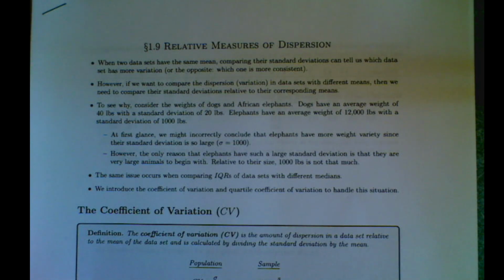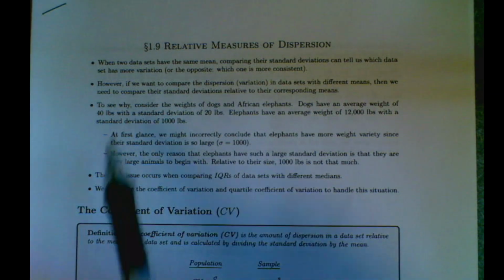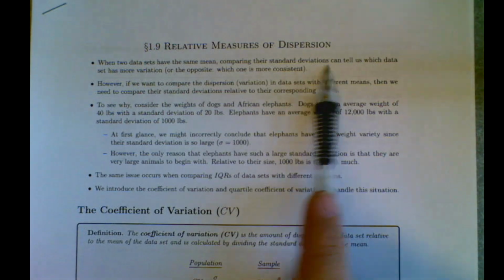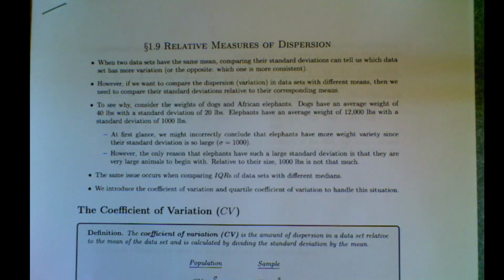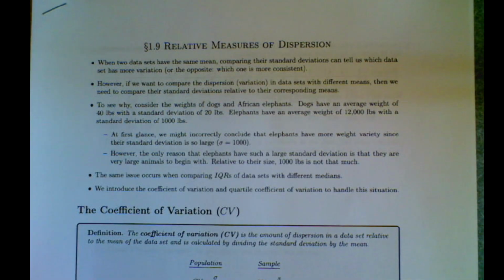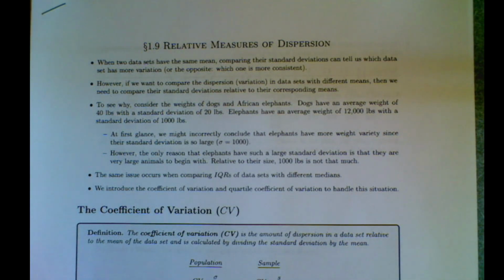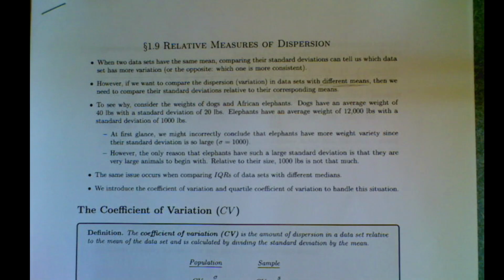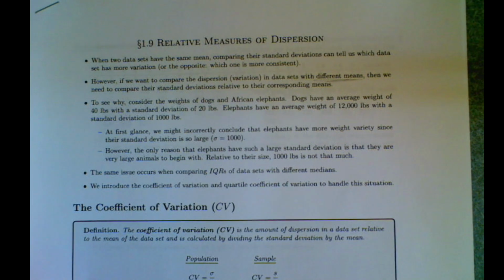Okay, so let's talk about relative measures of dispersion. Note that when two data sets have the same mean, then we can compare their standard deviations, and that will tell us which data set has more variation. Or we could state that the opposite way, and it'll tell us which data set is more consistent. However, if we want to compare the dispersion in data sets with different means, then we need to compare their standard deviations relative to their corresponding means.